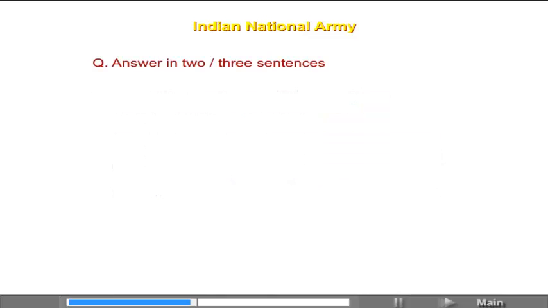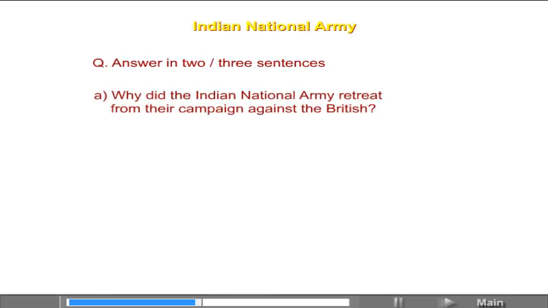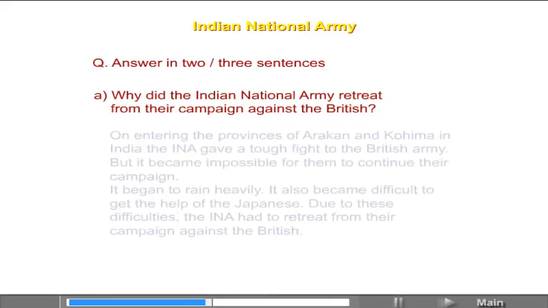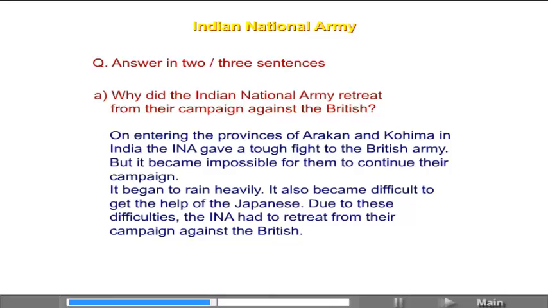Answer in 2 or 3 sentences. Why did the Indian National Army retreat from their campaign against the British? On entering the provinces of Arakan and Kohima in India, the INA gave a tough fight to the British Army. But it became impossible for them to continue their campaign. It began to rain heavily. It also became difficult to get the help of the Japanese. Due to these difficulties, the INA had to retreat from their campaign against the British.